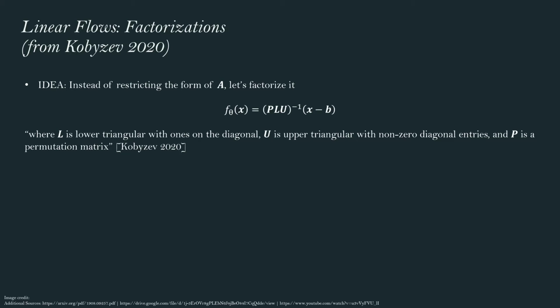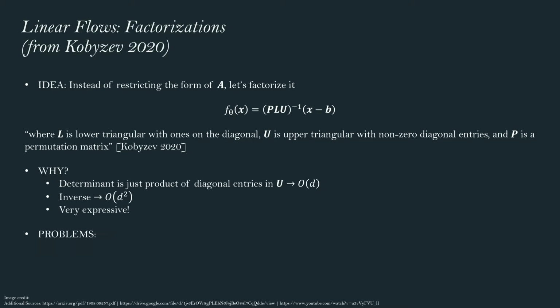You've not really lost much. It doesn't seem at face value that you've really lost any expressiveness whatsoever, right? But we'll touch on that in a second. Determinant's just the product of the entries in U, because the other two are just 1, right? The inverse, once again, it's just an upper triangular matrix. The inverse is going to be O D squared. This is very expressive. The big problem here is P, right?